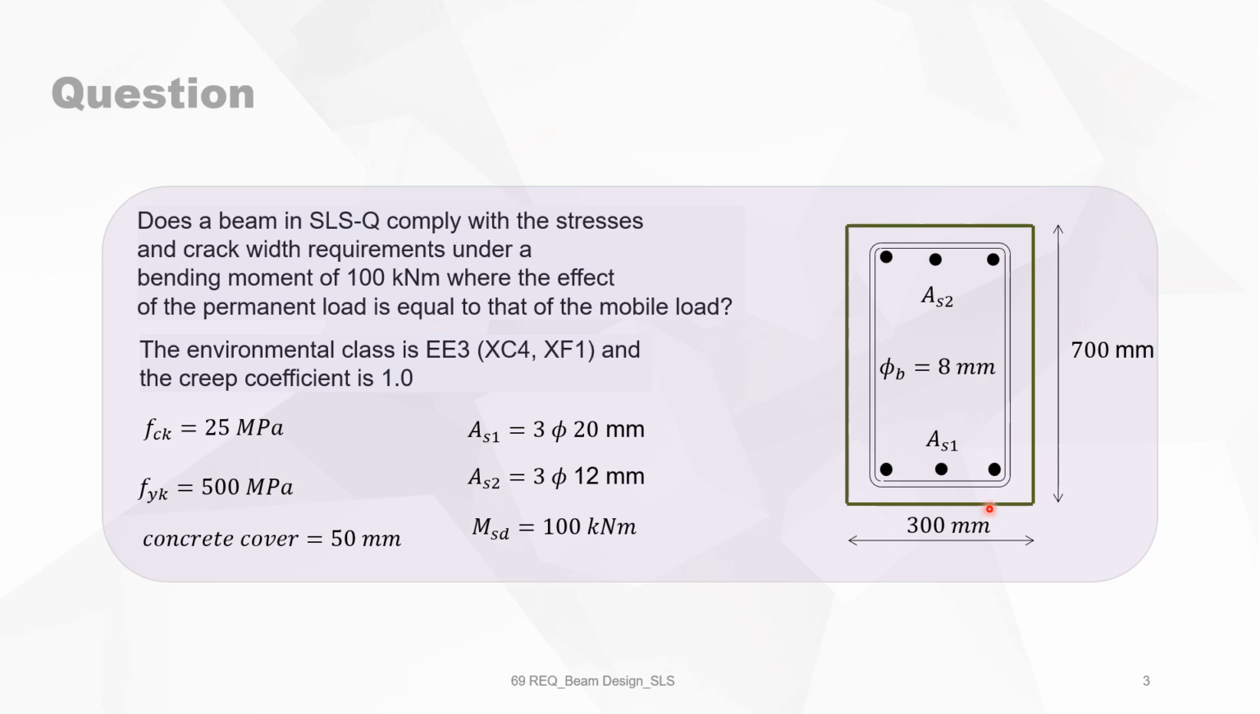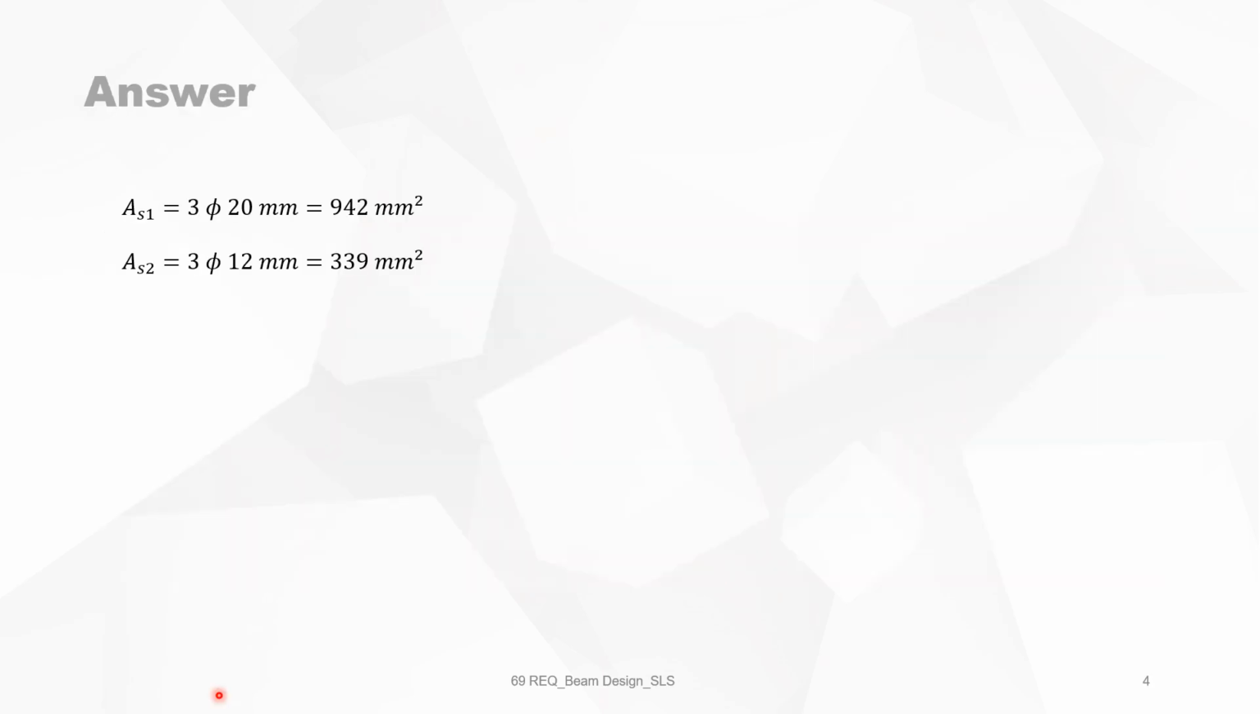The reinforcement is 3 diameters 20, and in compression 3 diameters 12, and the width is 300 millimeters, and the depth is 700 millimeters. The tensile reinforcement is 3 diameters 20, which gives you 942 square millimeters. The compressive reinforcement, 3 diameters 12, gives you 339 square millimeters.